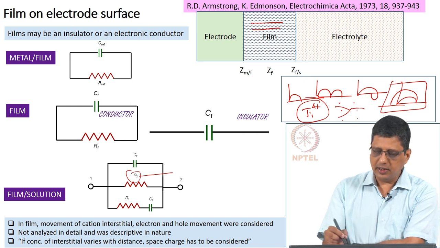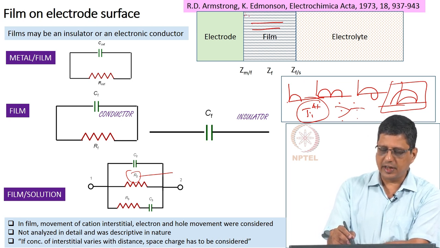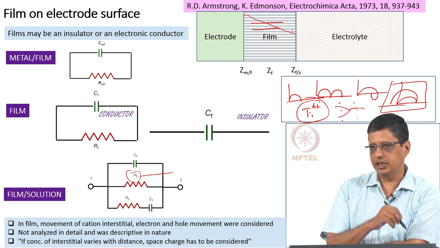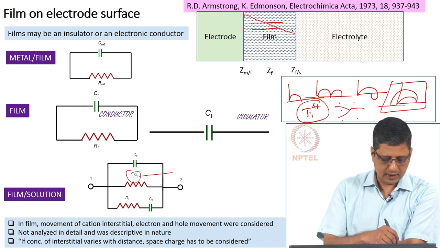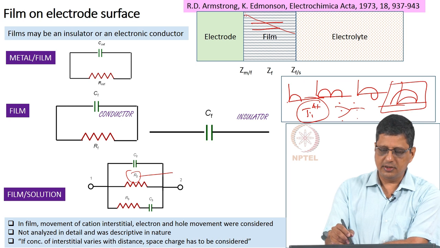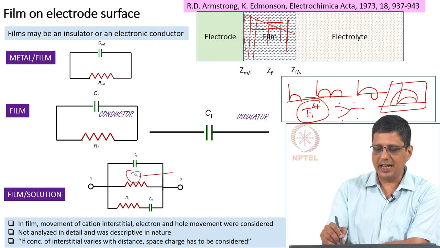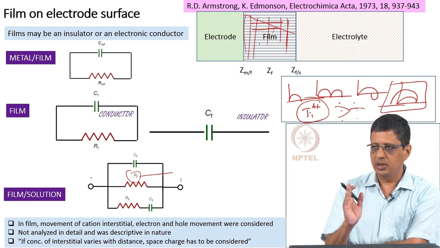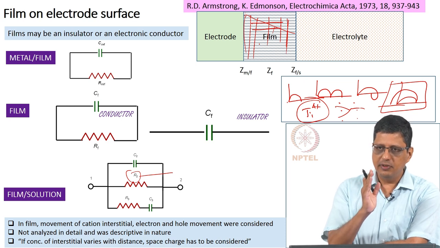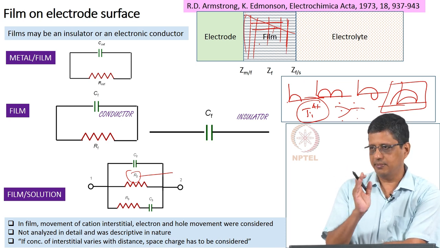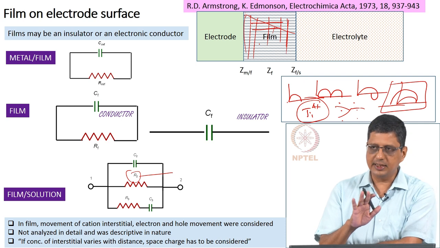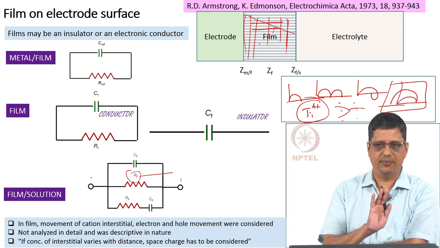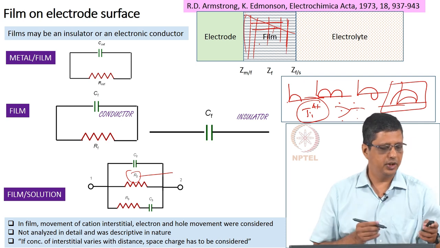And also within the film, if the concentration of cation changes with distance, then there is space charge. That is, within this film, if you slice this into various thin volumes, space charge means with respect to location the charge varies. That can also be considered, and at that level it was left without any further detailed analysis.